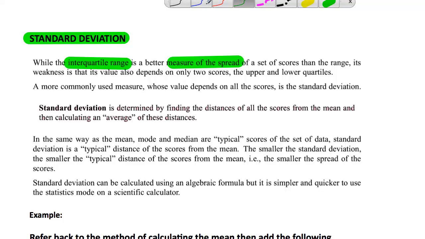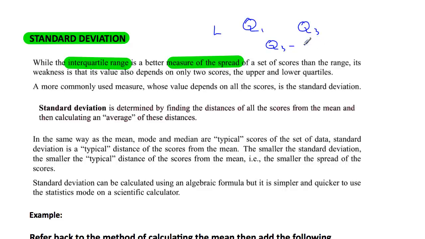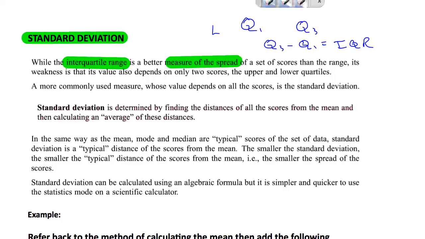Remember that includes what we call the lower quartile, or quartile 1, and the upper quartile, quartile 3. When we subtract quartile 1 from quartile 3, we get what we call the interquartile range. So we don't need that little L there. That's our interquartile range, so it measures how far apart scores are.